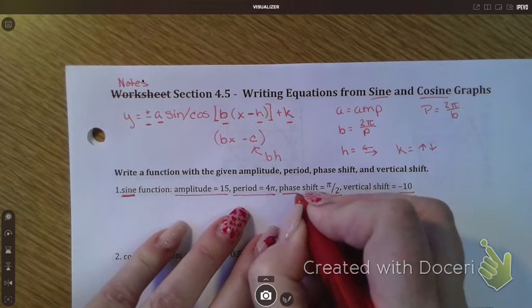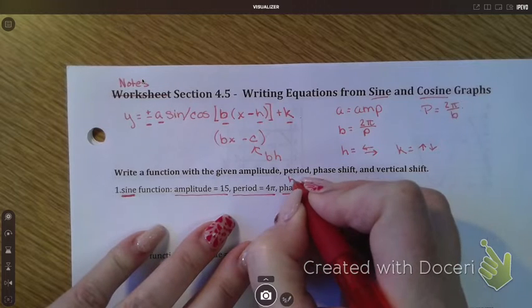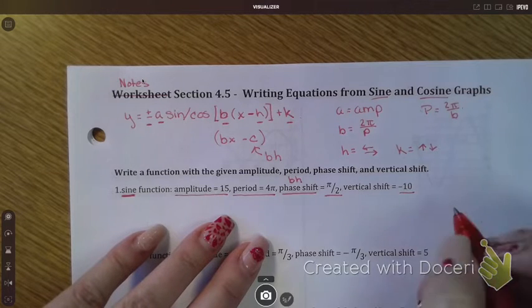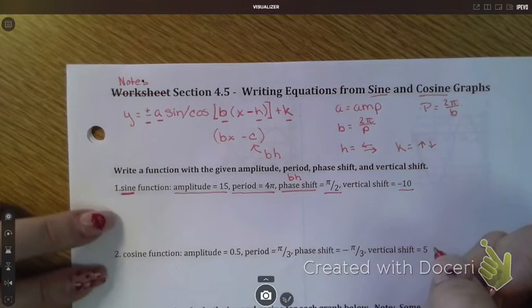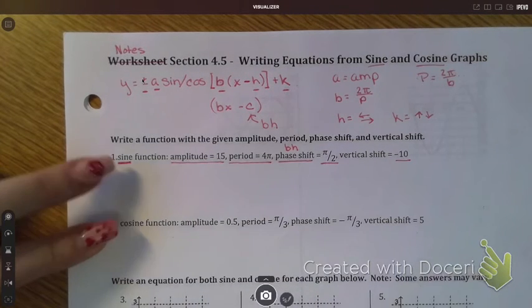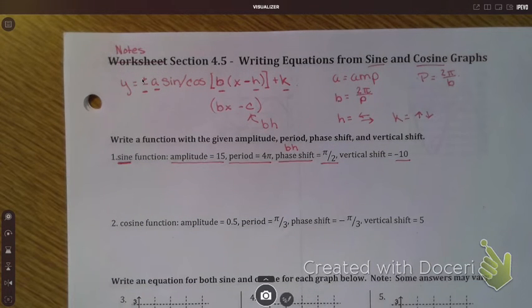Guys, when it says phase shift, that is BH. It's already multiplied B and H together. Understand? I am not going to give you these problems like this on your test, but I wanted to go through them before we started going straight from a graph. Your quiz will be all graphs. I will have no words, unless I say it has moved left. I won't use the word phase shift. Does that make sense?